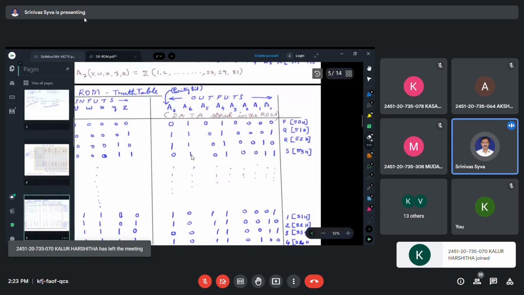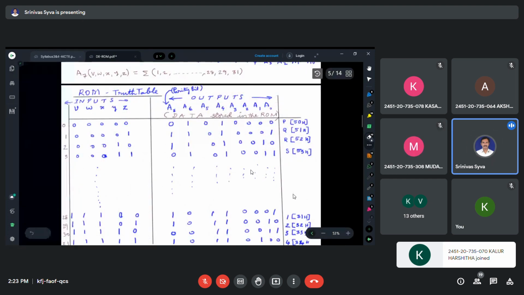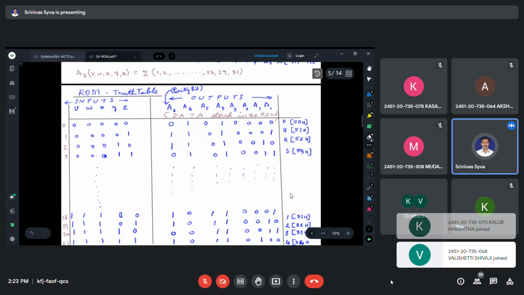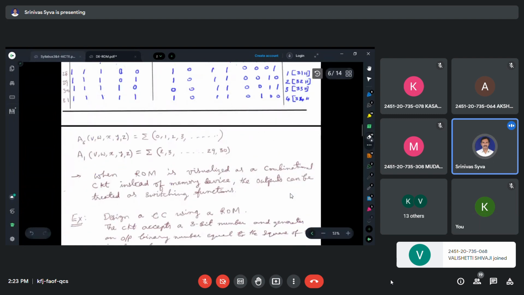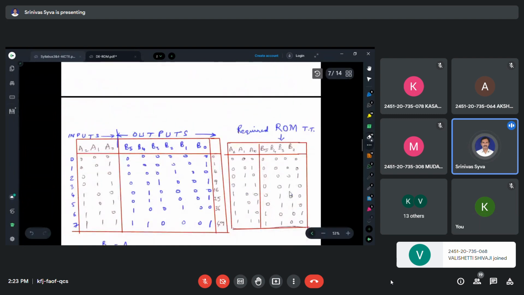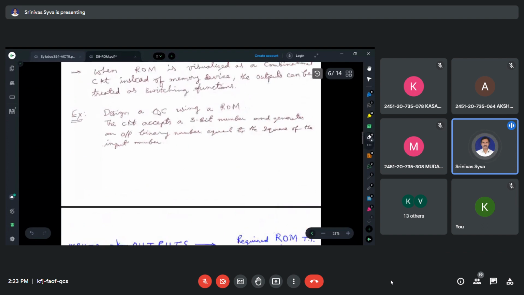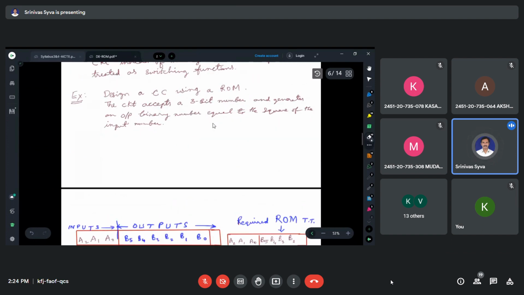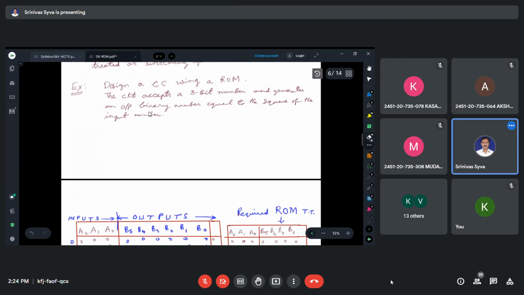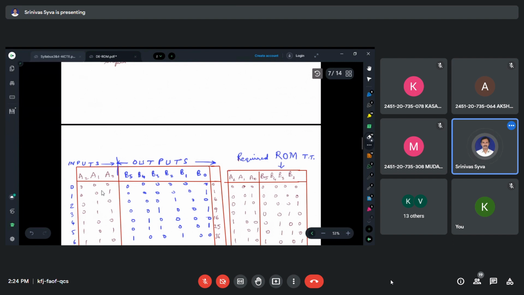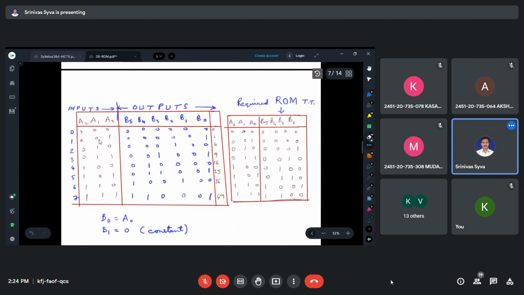We have also seen ROM as an implementation of any combinational circuit. The one example we have taken here, this combinational circuit receives a 3-bit number and generates the square of the number. Like this we have seen yesterday.